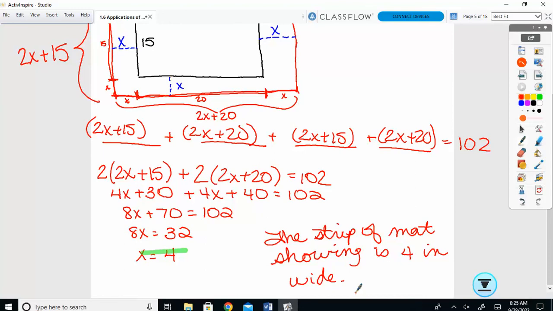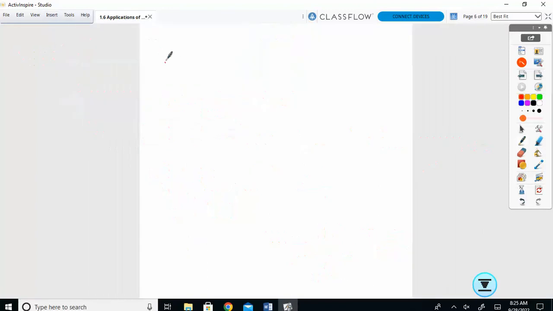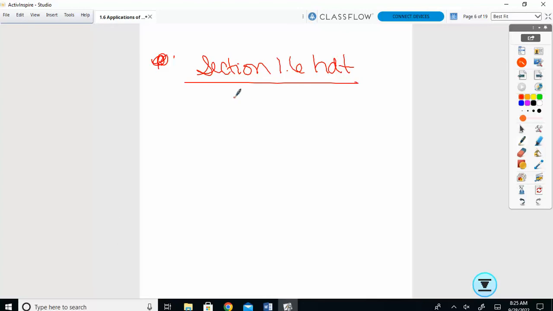So if you look on Classroom, I posted 2 things today. One of them is the notes page. The other is the homework. So we have the section 1.6 handout. Your assignment is 1 through 4. So there's a lot of questions on there. You are only doing the first 4.